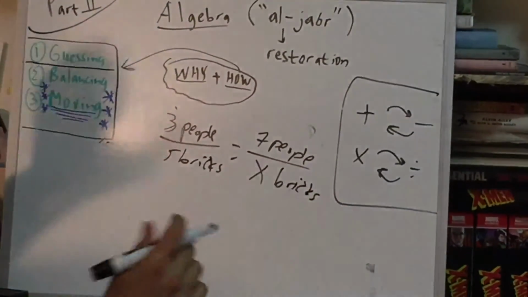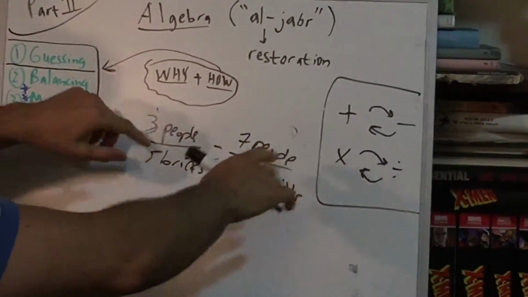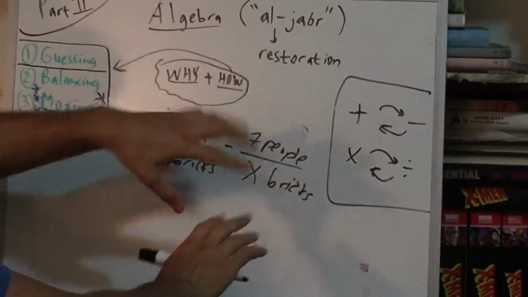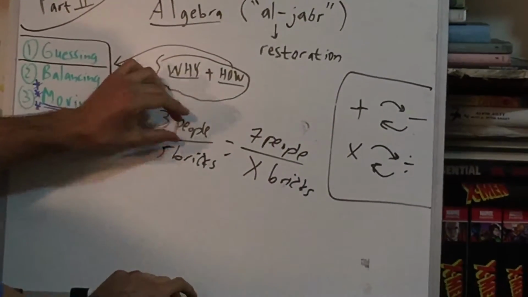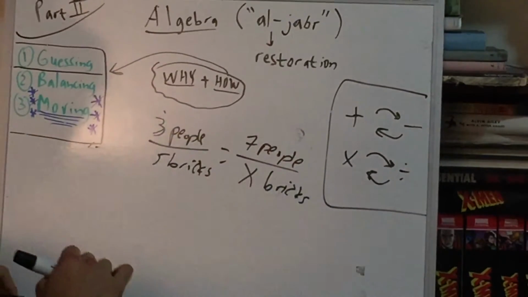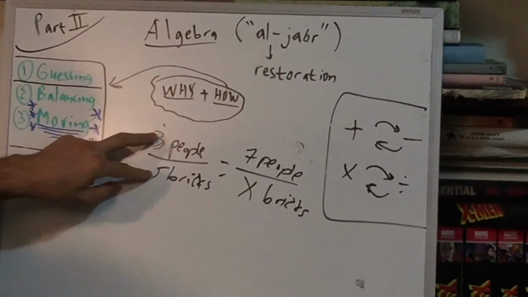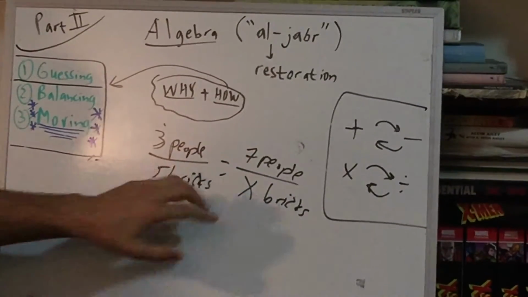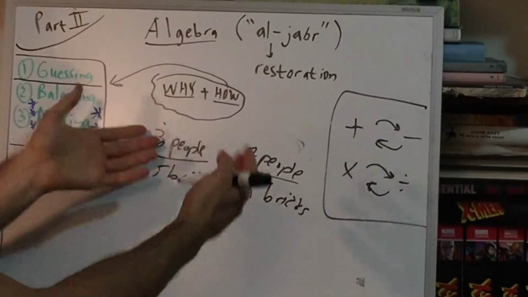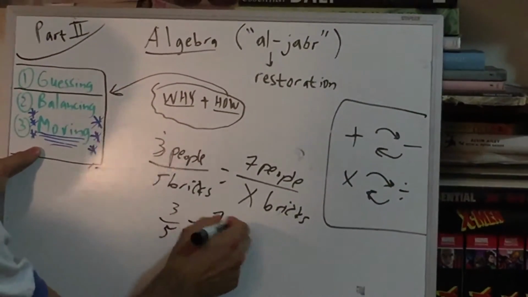Okay, so first of all, we set it up properly. We could have set it up people is to people as bricks is to bricks, but the point is one unit corresponds to another unit. So people, bricks, they align. So the units are correct. So the question is 3 over 5 equals 7 over what number? So you can ignore the units, but this would be a standard problem you might see. So we're just gonna solve this.